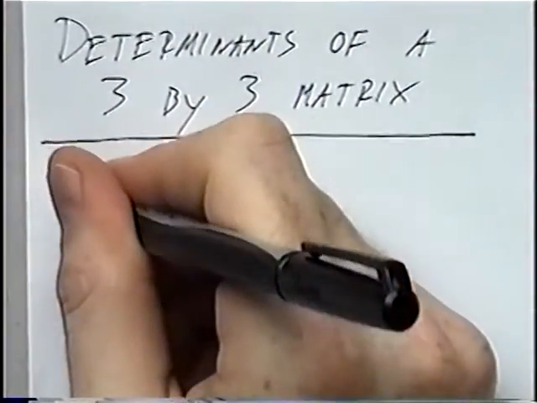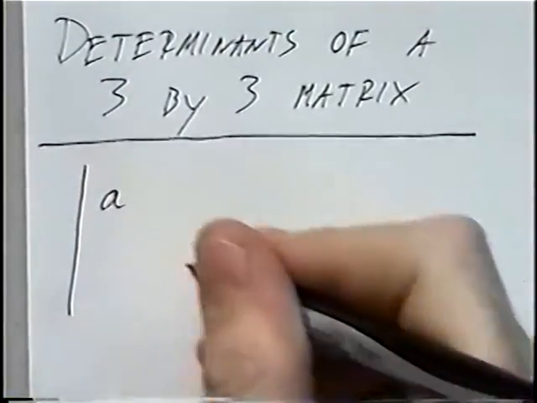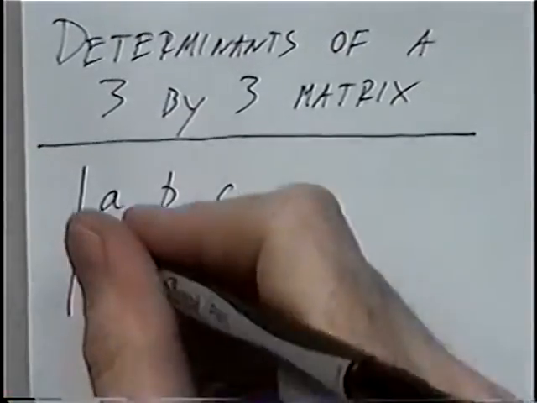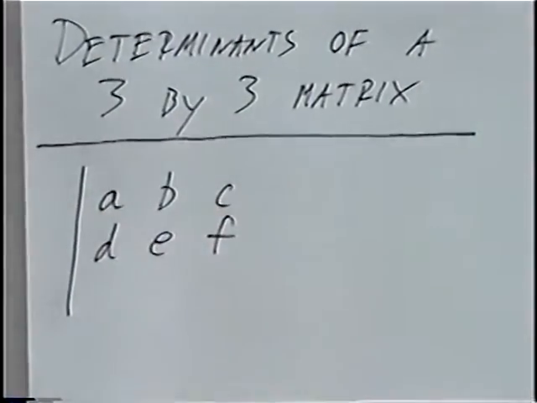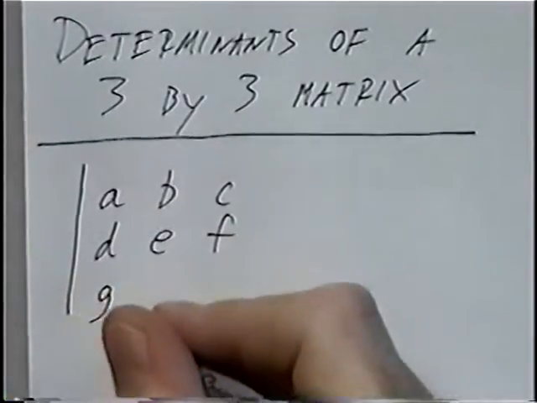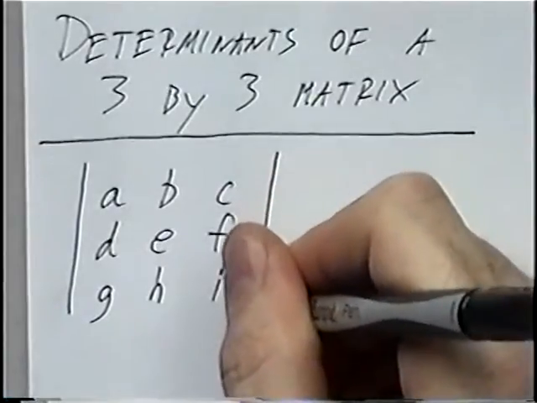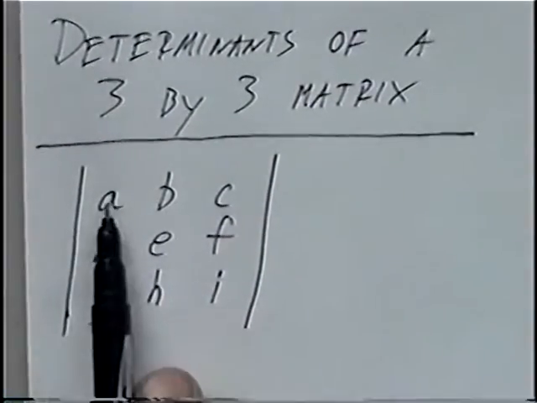The definition or formula for this section: the matrix that we'll have has 3 numbers across, A, B, and C. The second row will be D, E, and F. And the last row will be G, H, and I. So the 3 by 3 matrix will have 3 columns and 3 rows.